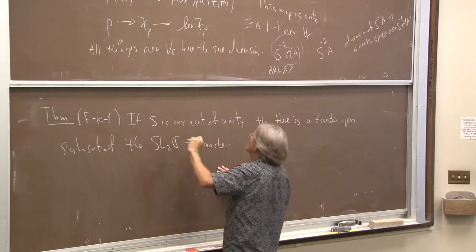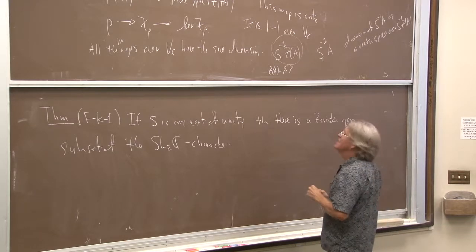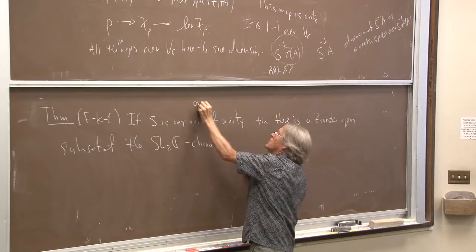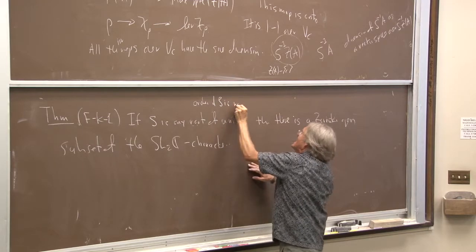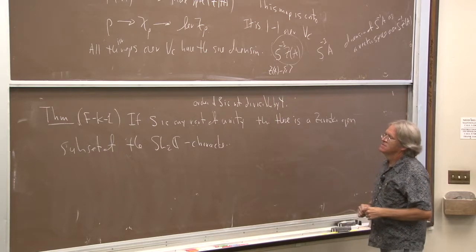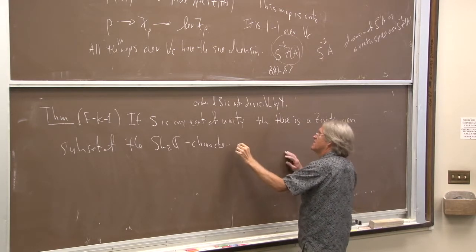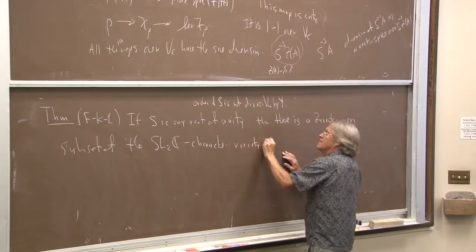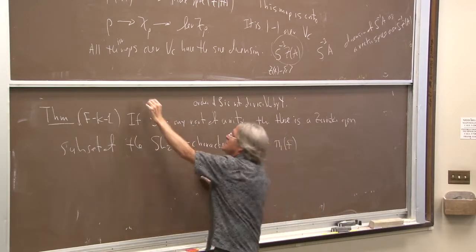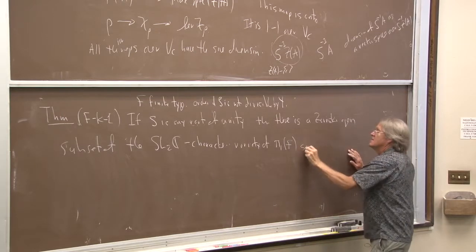And here I better be careful. Zeta is a root of unity, but to say it the way I'm saying it, the order of zeta is not divisible by 4. You have to avoid that. Okay. There's a subset of the SL2C character variety, the variety of pi 1 of F, and now F has to be finite type.